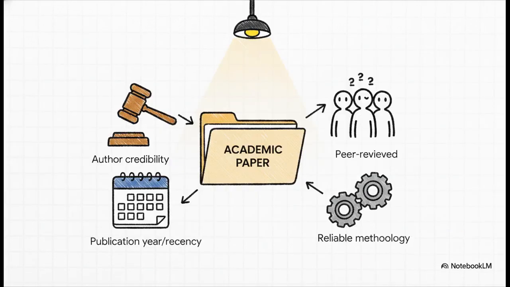Let's zoom in on Step 3 for a second, evaluating your sources. You wouldn't trust a random tip from a shady informant, right? Same rule applies here. You must interrogate your sources before you use them. Check the author's credibility. Is it from a legit peer-reviewed journal? Look at the publication year. Ideally, you want recent studies, like from the last 5 to 10 years, so your investigation relies on the most current data out there. And really scrutinize their methodology to ensure their findings are actually reliable and valid.